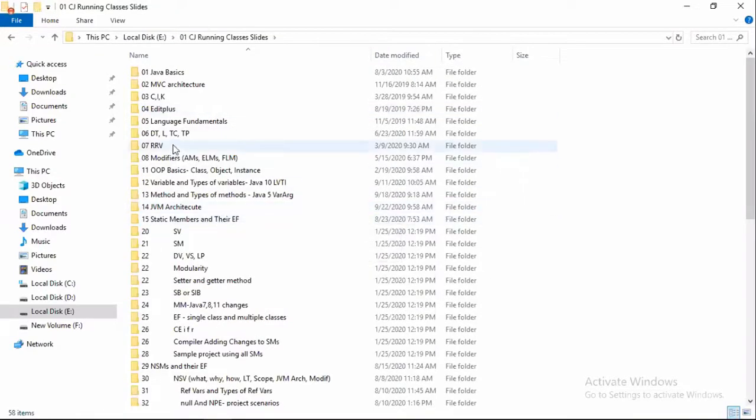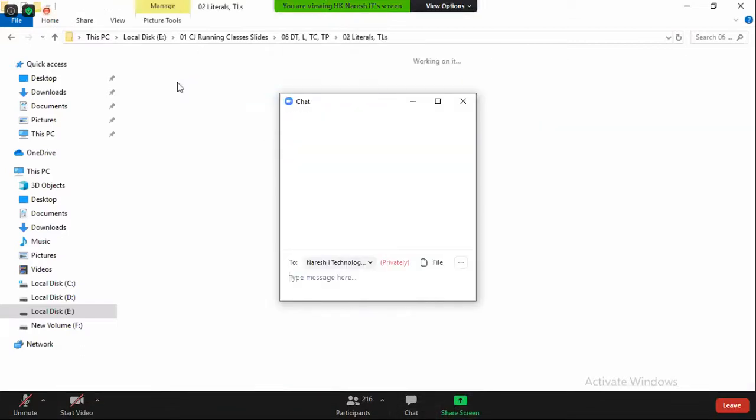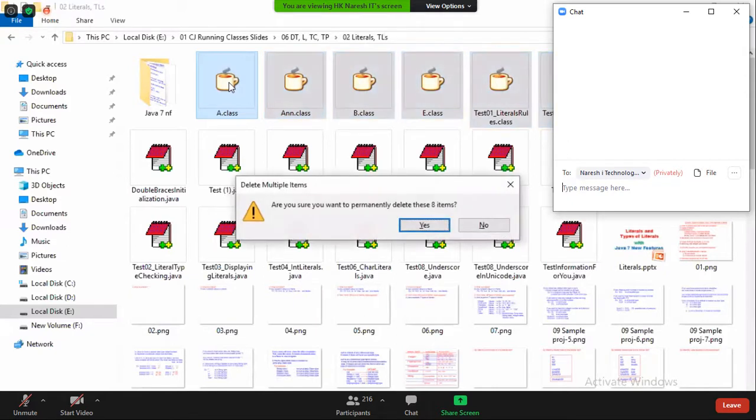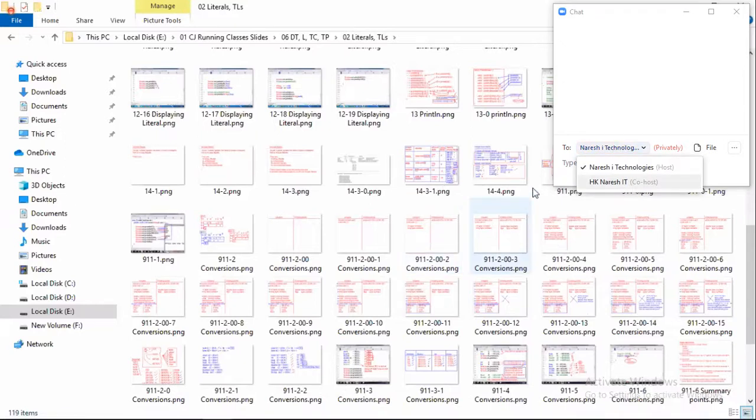Literals topic, I hope you remember. We need to understand the next points in the literals. So it's very important from an interview point of view. This knowledge is very important from an interview point of view.